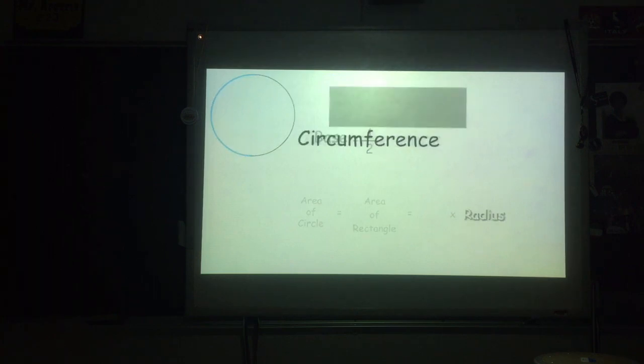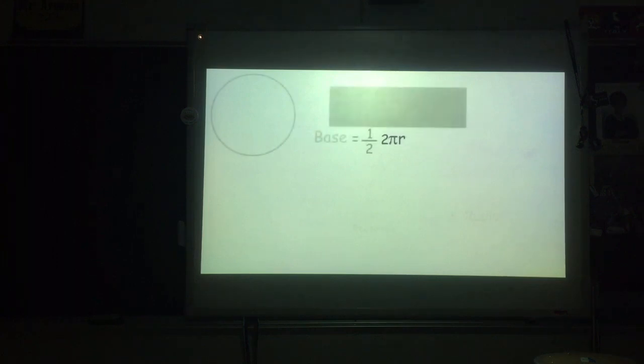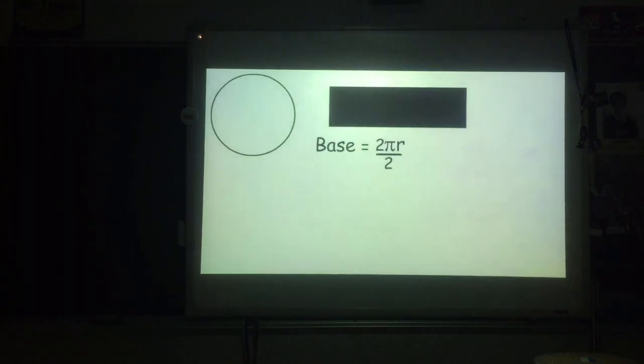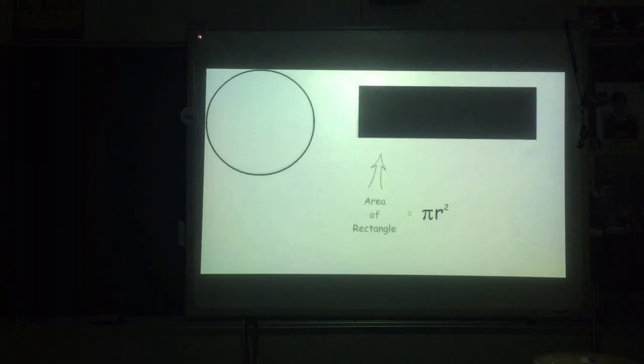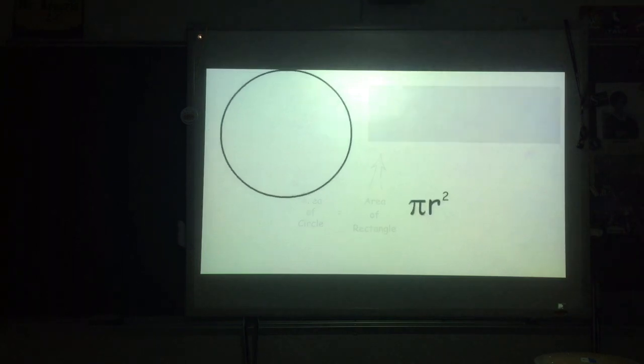Remember that the circumference is equal to 2 pi r. When we combine it with 1/2, the 2's cancel out, and base is equal to pi r. So now, base times height becomes pi r times r. Combine the r's together, and we have pi r squared, which is equal to the area of the rectangle, which is equal to the area of the circle.